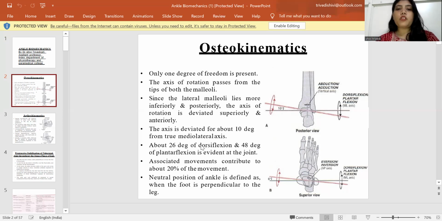About 26 degrees of dorsiflexion and 48 degrees of plantar flexion is evident at the joint. Associated movements contribute about 20% of the movement. Neutral position of the ankle is defined as when the foot is perpendicular to the leg.